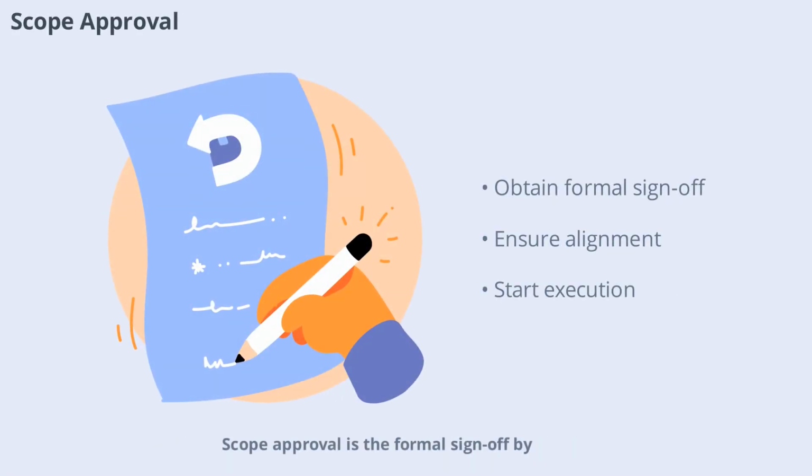Scope approval is the formal sign-off by stakeholders that the project's scope is agreed upon. This step ensures everyone is aligned and committed to the plan. Obtaining approval reduces the risk of disputes and provides a clear starting point for execution. Let's discuss how to facilitate scope approval effectively.